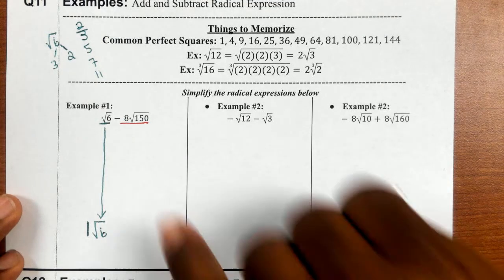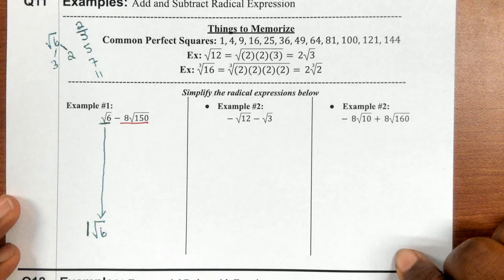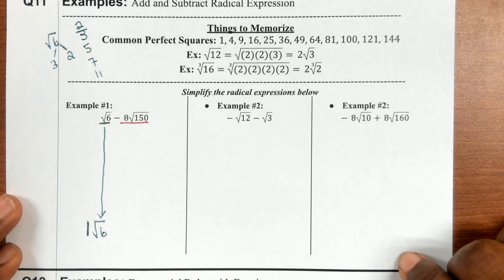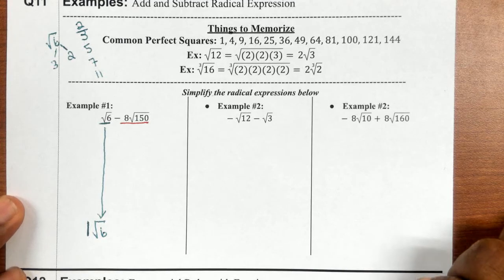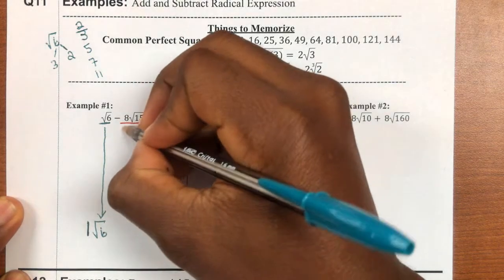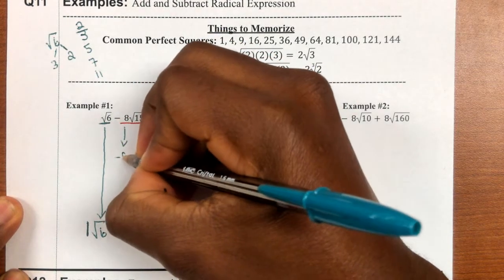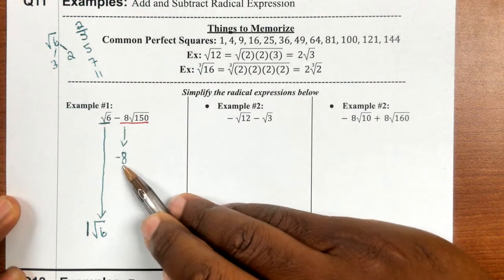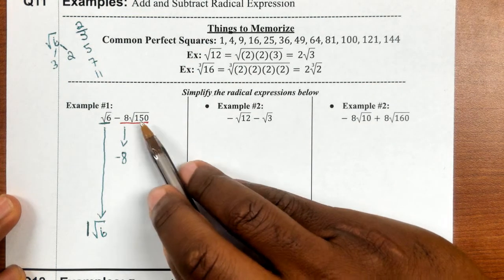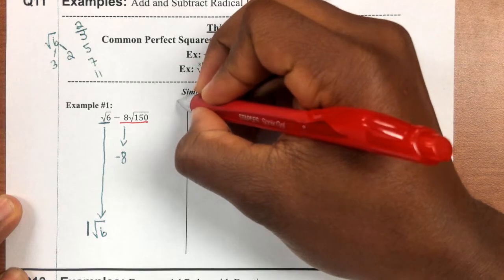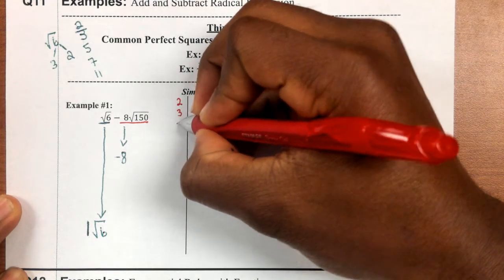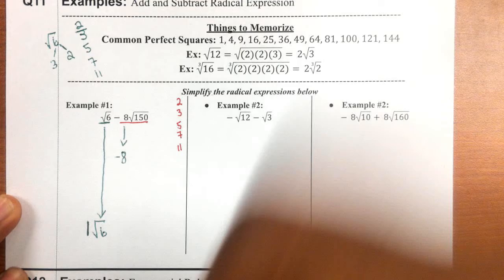Now let's look at the one that I underlined in red. Do you think I can simplify that? Yes, I can, but I'm only simplifying the number that's underneath the square root. The number that's in front, the negative 8, I'm going to bring a little bit down, because I'm not simplifying that negative 8 as yet. So let's simplify the 150 using prime factorization. Let's list out the first 5 prime numbers, which is 2, 3, 5, 7, and 11.